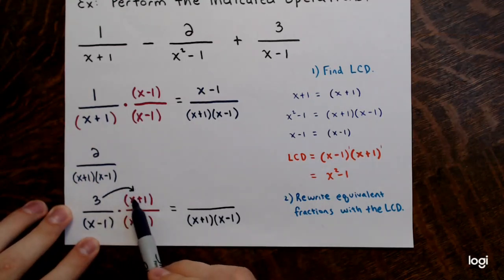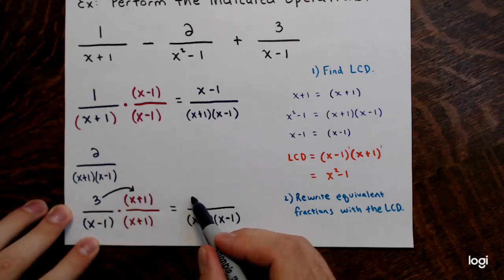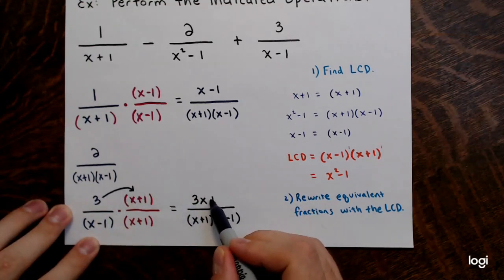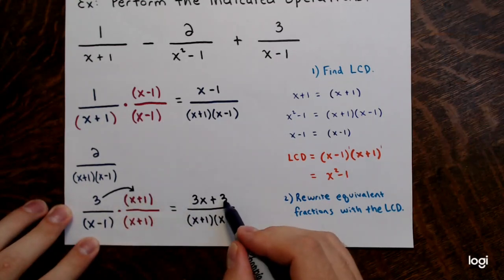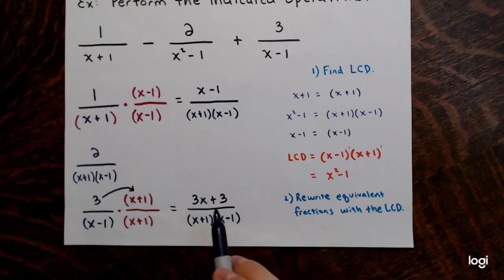Not just multiplying 3 by x, but by the whole thing, x plus 1. So you have 3 times x, 3x, plus 3 times 1, 3. So that's the new numerator of the fraction that's equivalent to 3 over x minus 1.